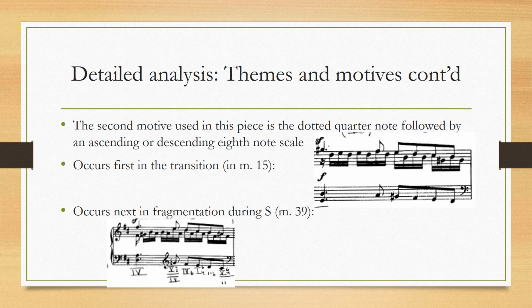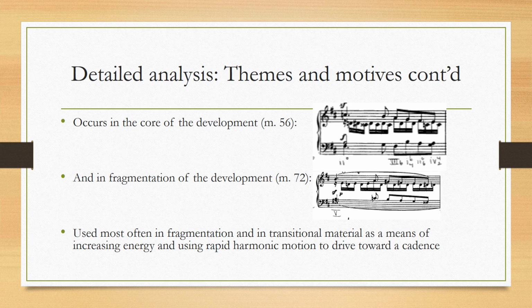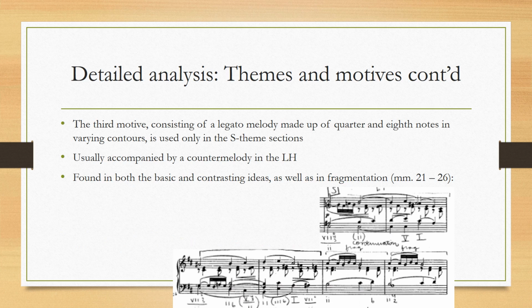So that second motive that consists of a dotted quarter note followed by a scale occurs first in the transition. We also see it in fragmentation in the secondary theme. We see it in the core of the development, in fragmentation in the development. So really, this theme is used most often in fragmentation and transitional material as a means of increasing energy and using rapid harmonic motion to drive towards a cadence. So it's a bit less stable than the first motive.